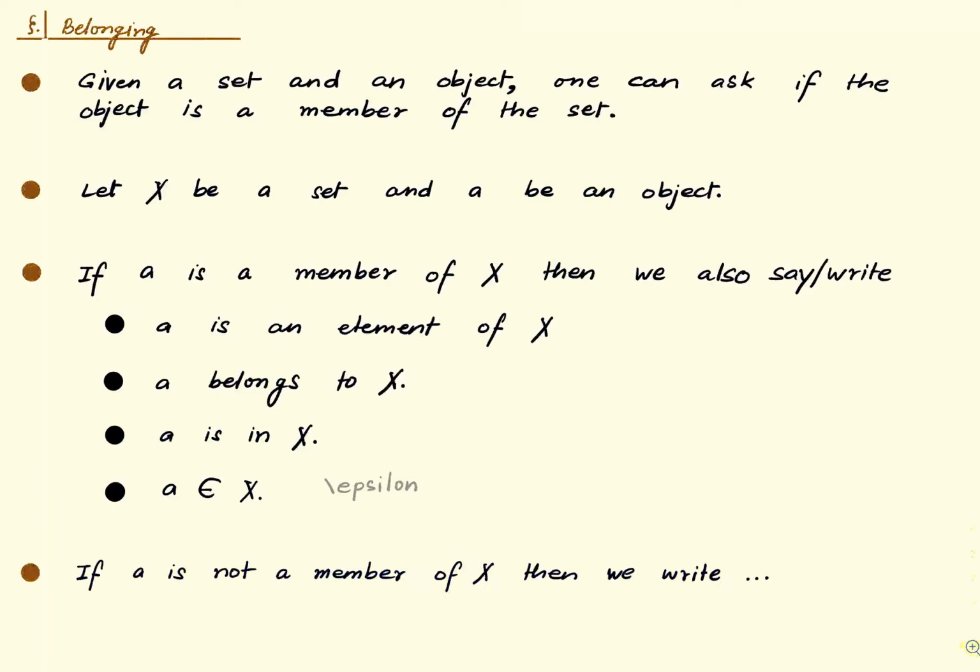So if A is not a member of X, or not an element of X, then we write A and then we slash out this symbol and X. So these are just some notations. Rather than saying things in words, when we write a proof, this is very, very convenient, because writing things in words takes a long time and it's tiring.